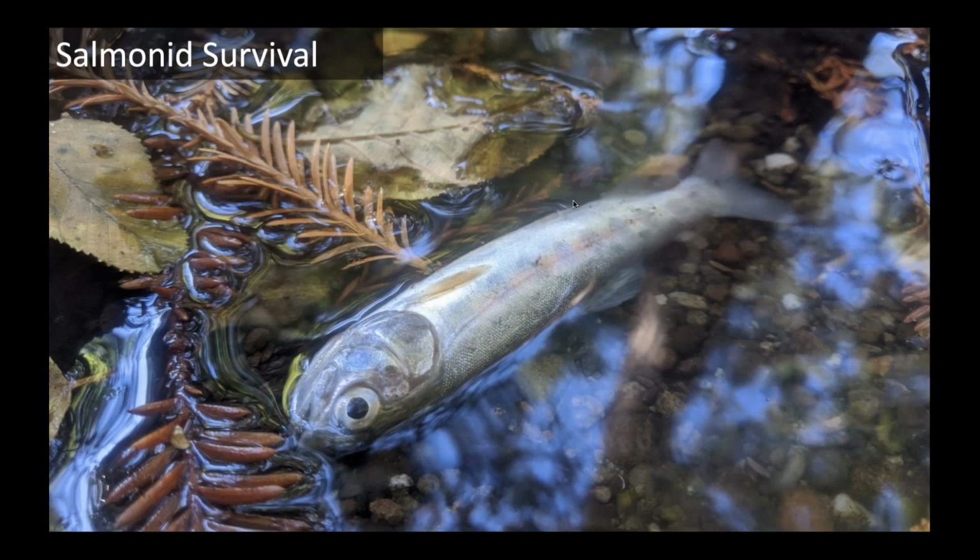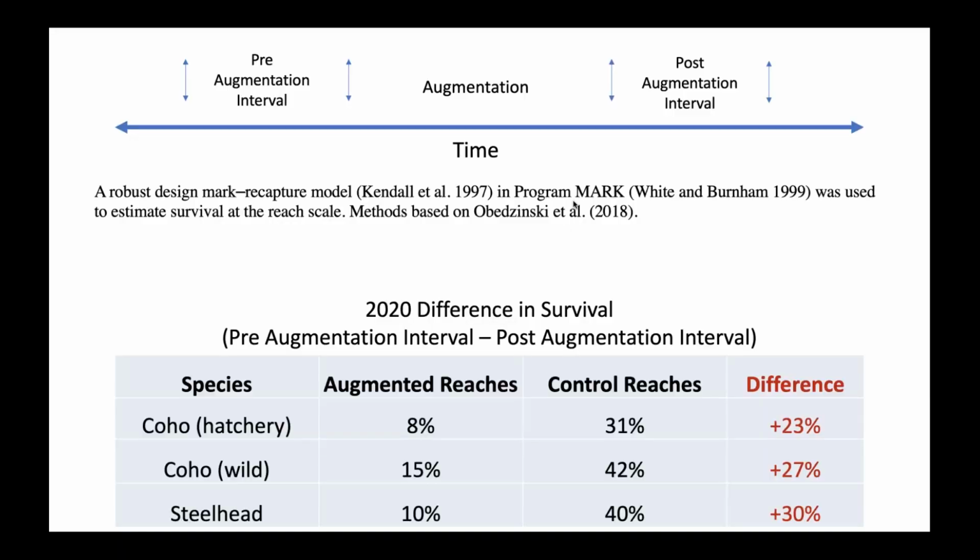So finally, I'll talk about salmonid survival, and we're still working with this data right now, but we really have one year that we've completed. So we did have a pre-survival interval and a post-survival interval where we measured survival over a period of time before augmentation and after augmentation in both years. And we used a robust design mark-recapture model in the program MARK to estimate survival at the reach scale. A lot of this work was from work by California Sea Grant and Mariska Obozinski, who's been leading a lot of the research on Porter Creek. I need to mention them, but I'll talk to them about that group at the end here.